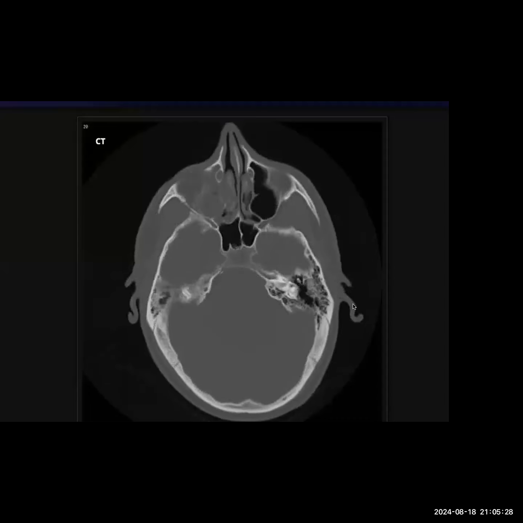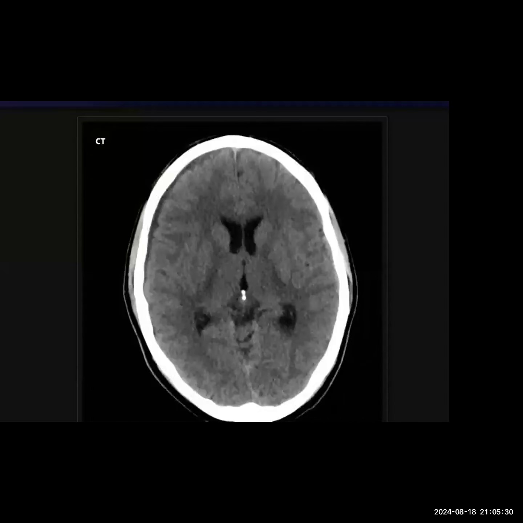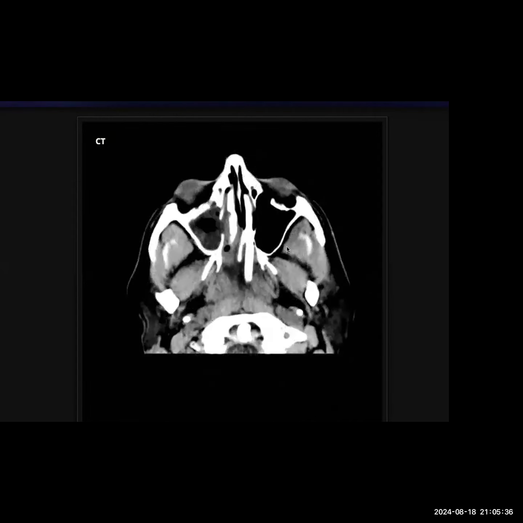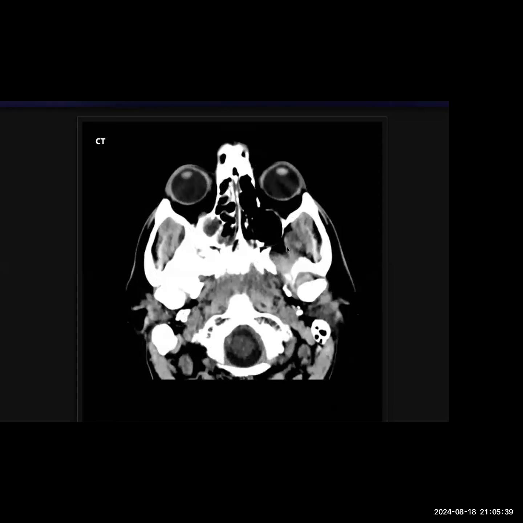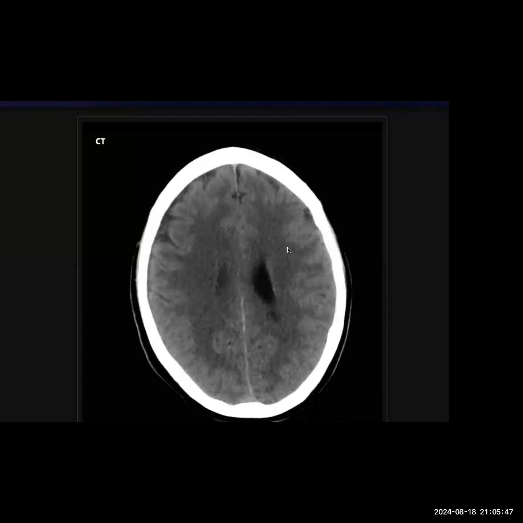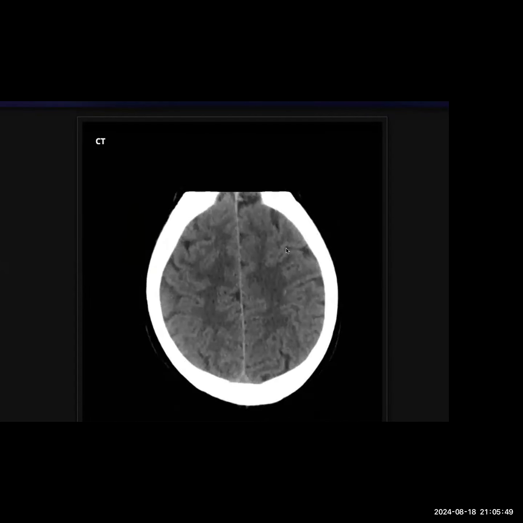You can just summarize whatever you're seeing, then we can go to the next imaging. What do you think at this point of time? What are your thoughts? At this point, I can see right otomastoiditis and right maxillary sinusitis. I'm thinking this could be a complicated case of venous sinus thrombosis.